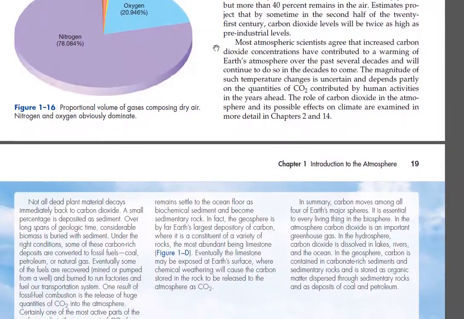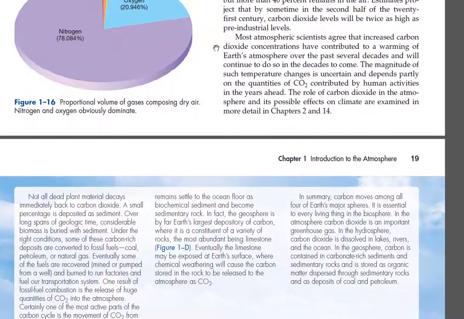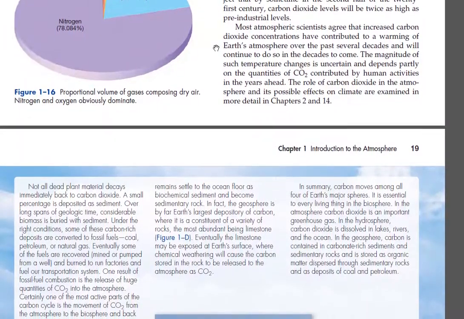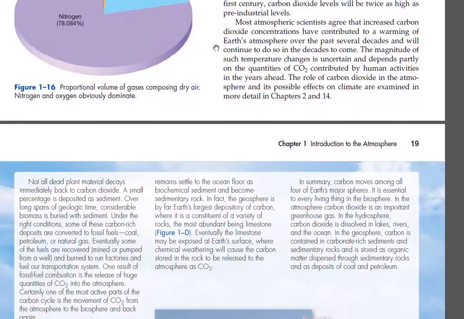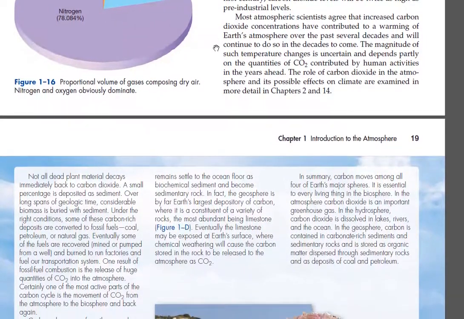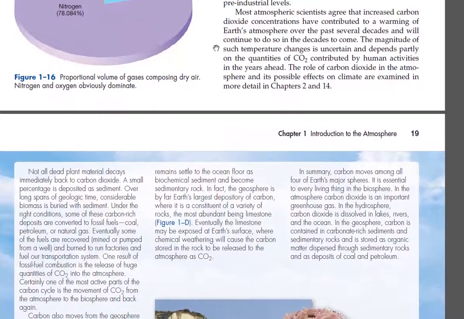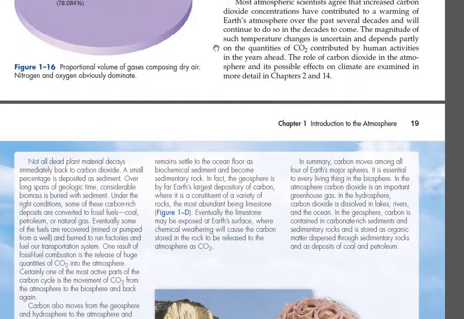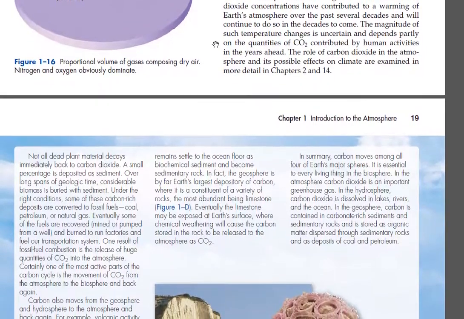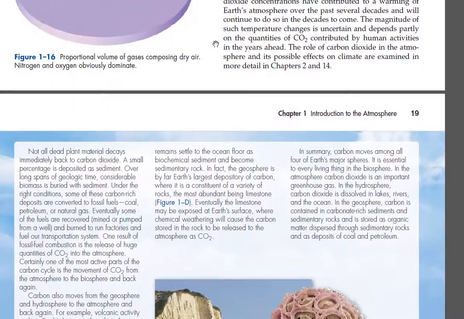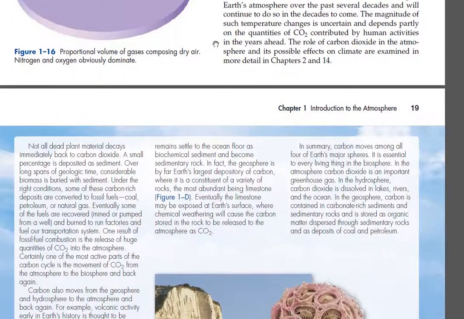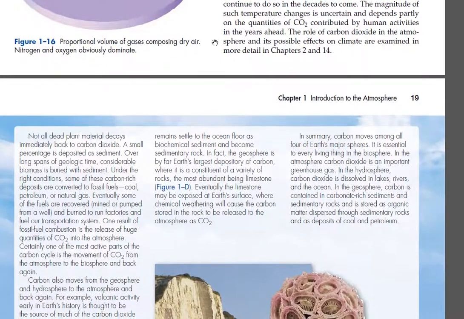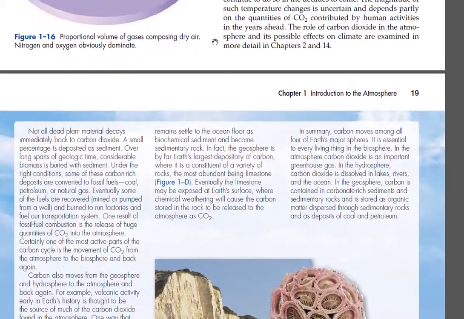Most atmospheric scientists agree that increased carbon dioxide concentrations have contributed to a warming of Earth's atmosphere over the past several decades and will continue to do so in the decades to come. The magnitude of such temperature changes is uncertain and depends partly on the quantities of CO2 contributed by human activities in the years ahead. The role of carbon dioxide in the atmosphere and its possible effects on climate are examined in more detail in chapters 2 and 14.